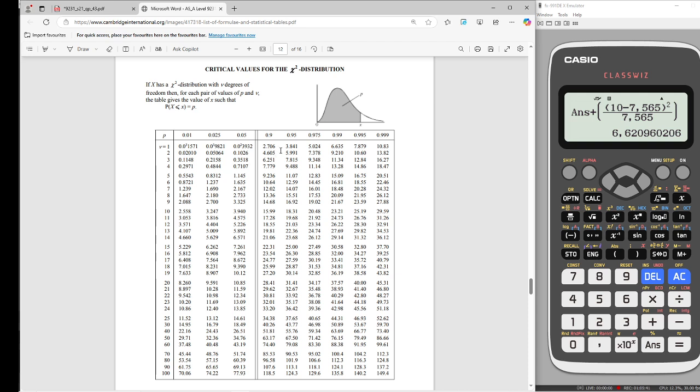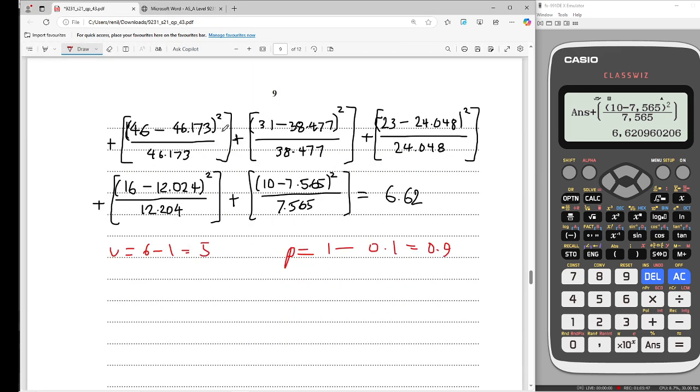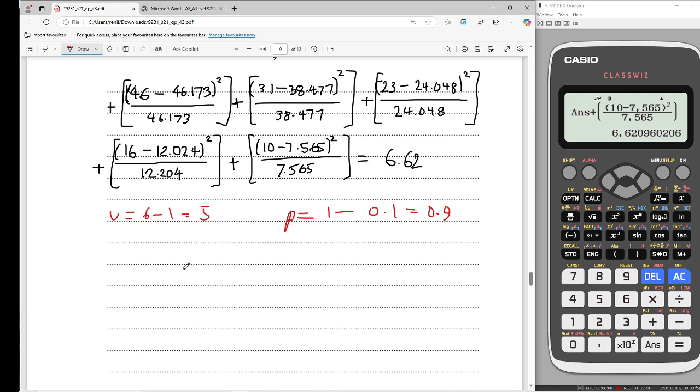Okay, so when you go to degree of freedom 5, we get critical value 9.236. Now how do we represent this? We write chi squared, with the degree of freedom, 5, and in brackets the p-value, which is 0.90. Just put it as 0.9 because it's always referred to like that.